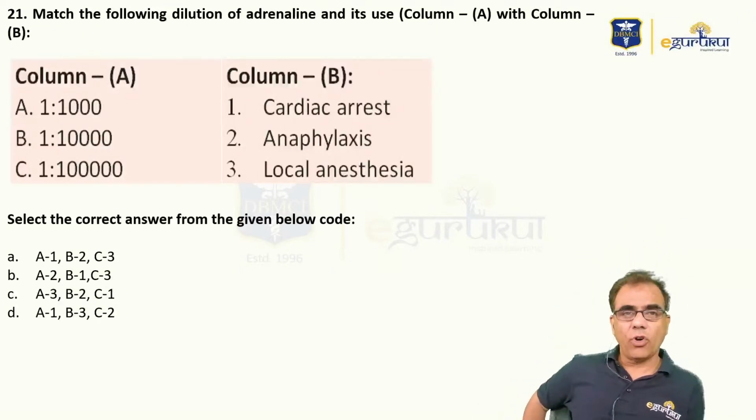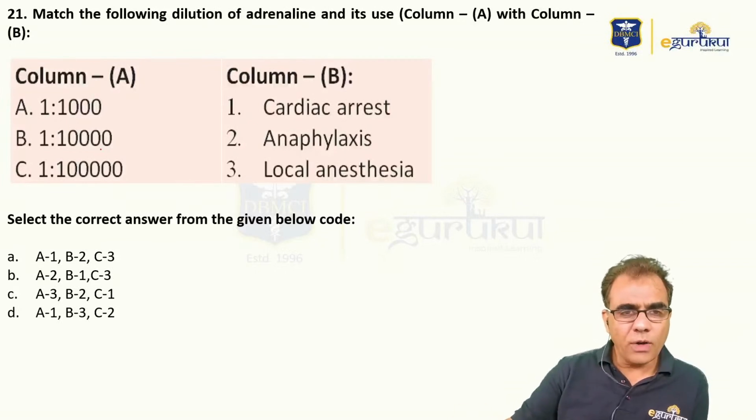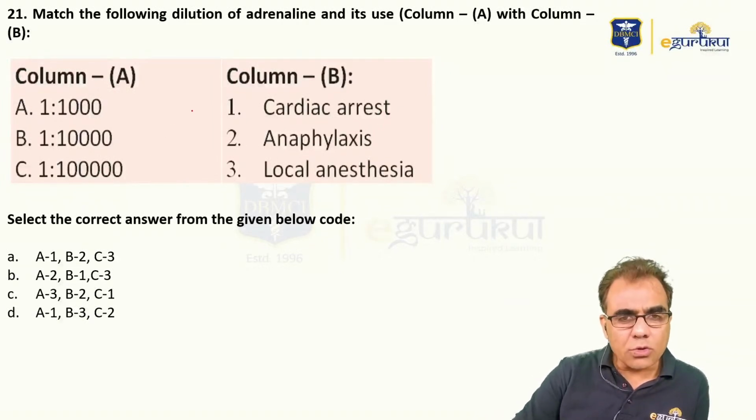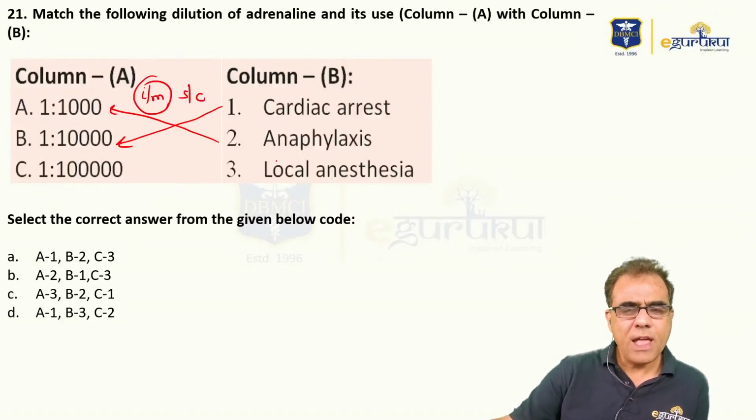21. Match the following dilution of adrenaline and its use. 1 in 1000, 1 in 10,000 and 1 in 1 lakh. Cardiac arrest and fire. For cardiac arrest it is 1 in 10,000. So 1 is B. Anaphylaxis, it is 1 in 1000 and that is IM or subcutaneous, mostly IM. Local anesthesia is actually 1 in 2 lakh.